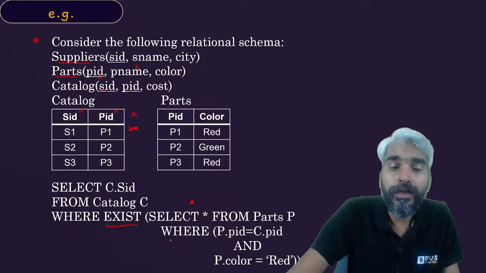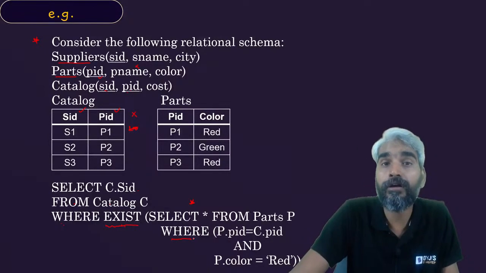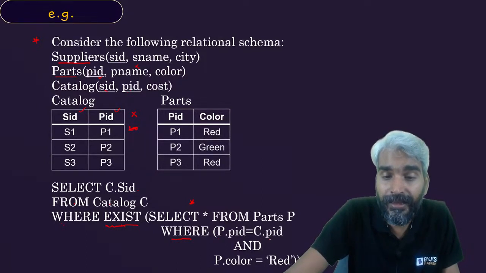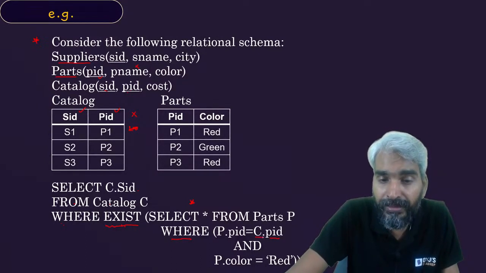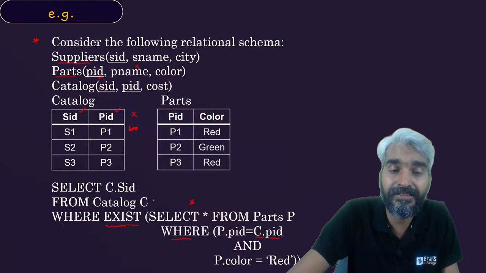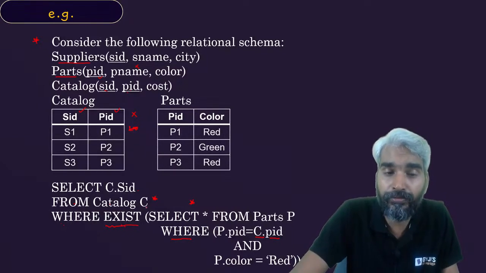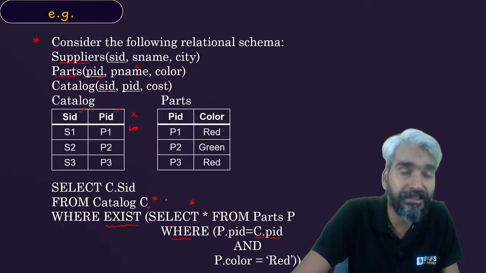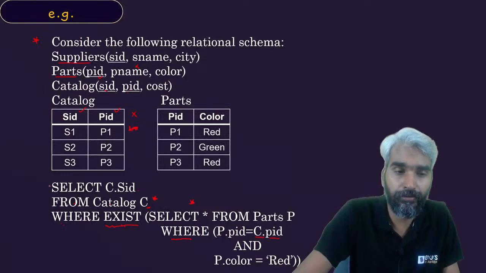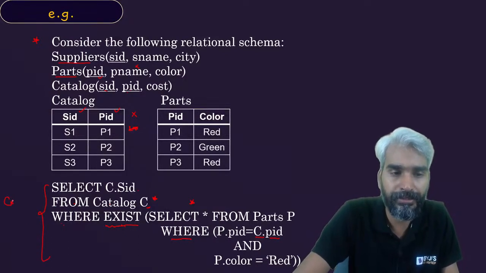Sir, to evaluate this where condition of the inner query, we need the attribute PID from the relation S. That means it is using an attribute which is available in the outer relation. Therefore, it is a correlated query. What type of query is this? Sir, it is correlated.